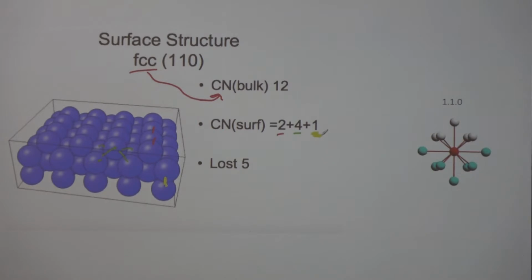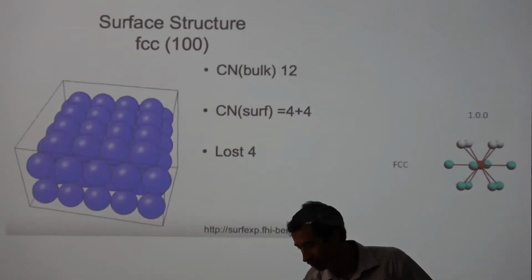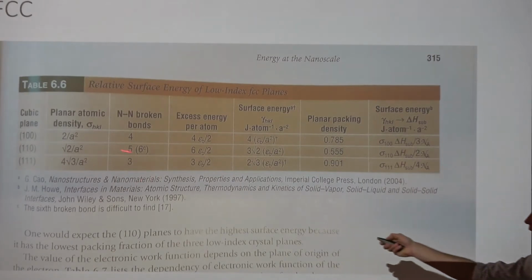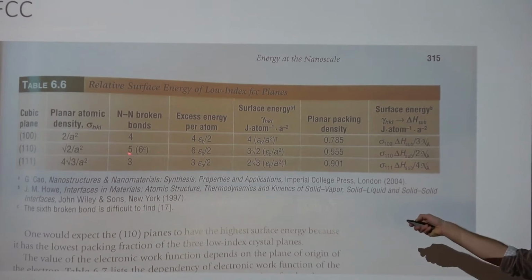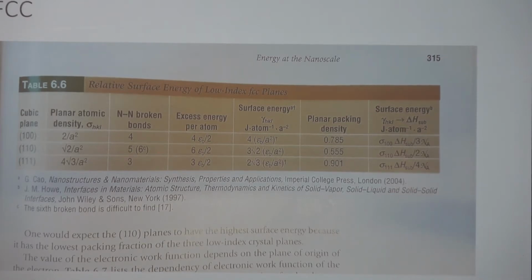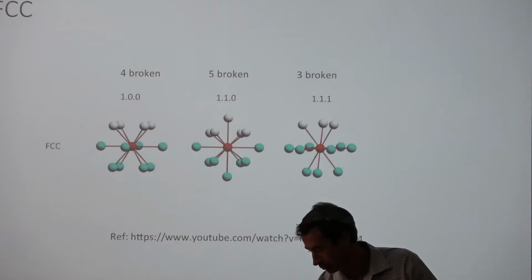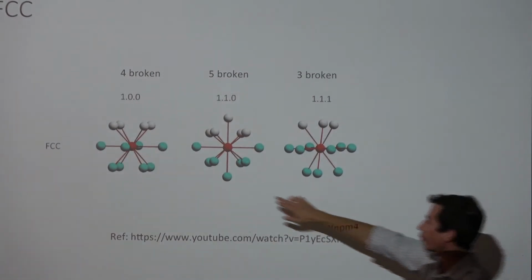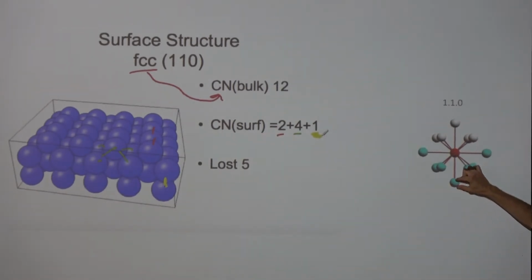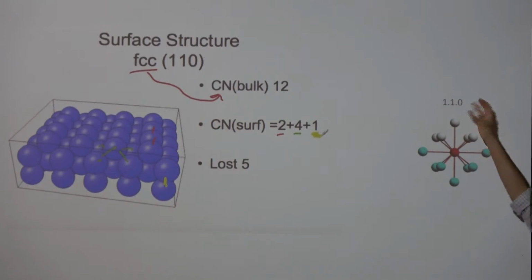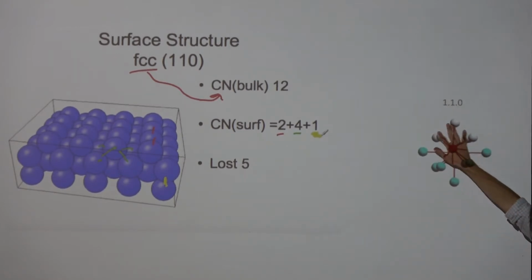One thing that's confusing is in your book, it has 5 parentheses 6. The 6th bond is difficult to find. So this is from your big book. I think what they mean here is that because of the way this plane sits, the one in the adjacent plane below kind of acts as a nearest neighbor. So if you're curious what that 5 parentheses 6 means, I think that's what it means, but we're just going to stick with it being 5, right? Okay?